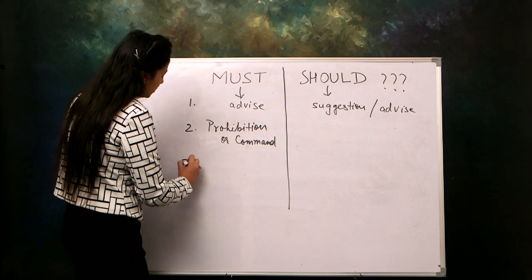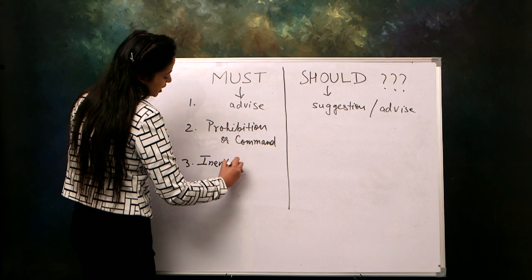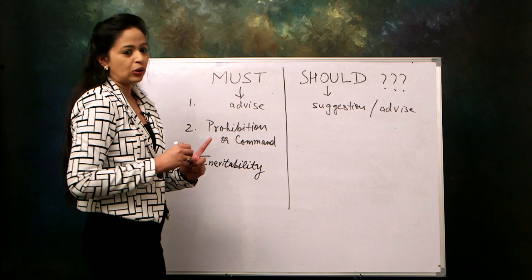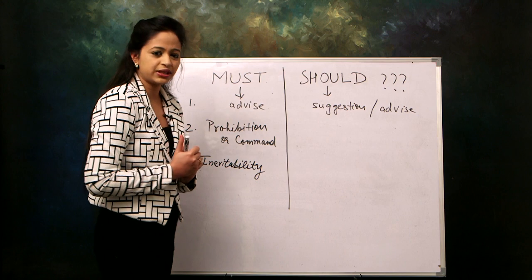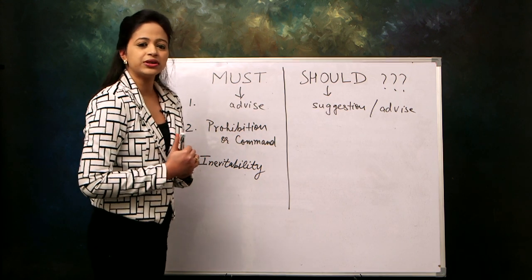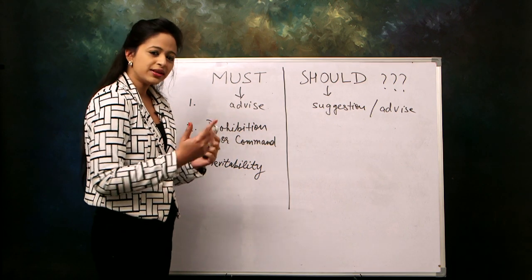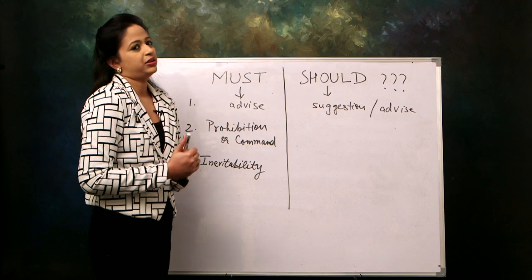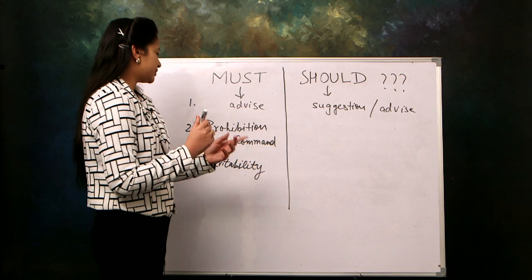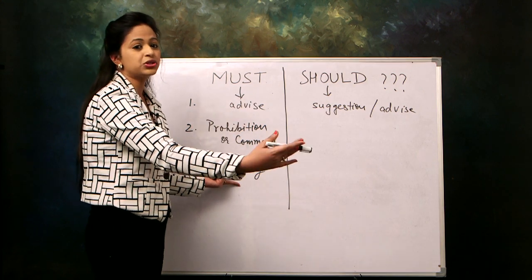Next point is, must is also used in case of inevitability. Now, what do I mean by inevitability? Inevitability is something which cannot be avoided, something which is bound to happen. For example, one day we must all die. Or I can say one day we must all grow old. So in this case, I use must. That means it is something which is bound to happen.